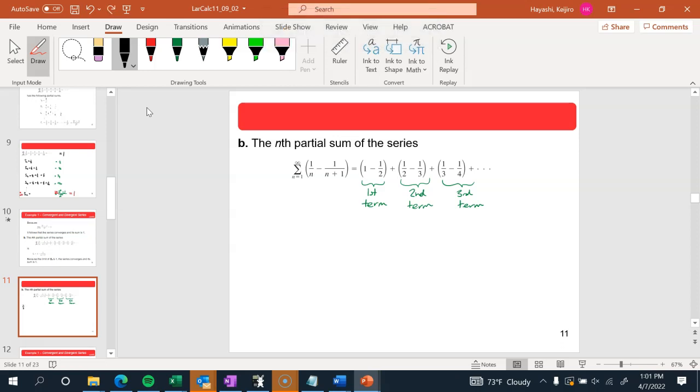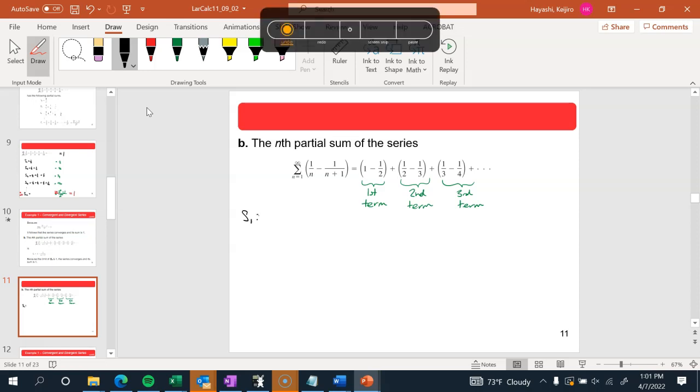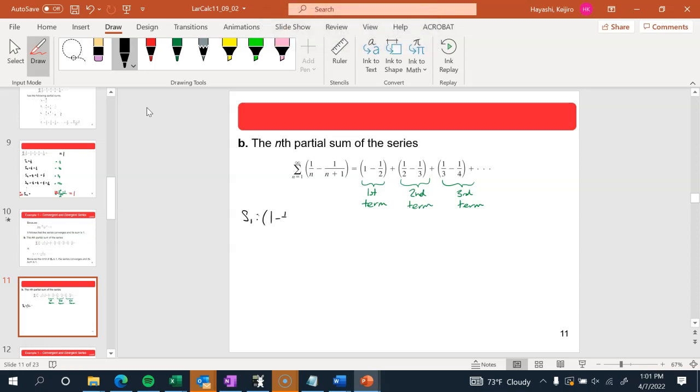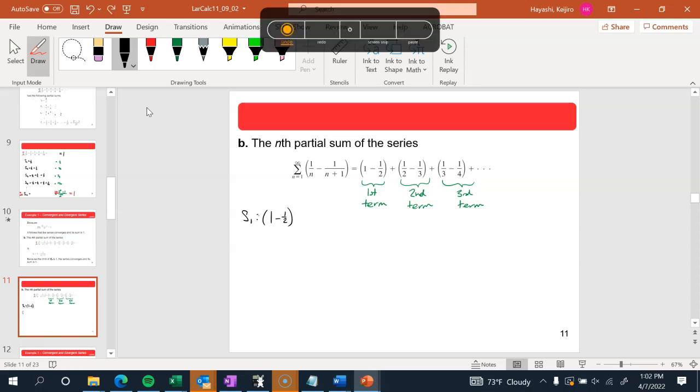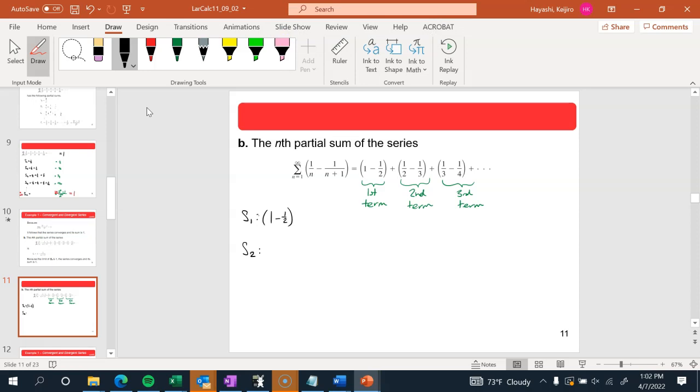Okay, so the first partial sum is just going to be the first term, of course. So that's going to be 1 minus 1/2. And we'll just leave it looking like that for now. The second partial sum would be the first two terms of the series. So that's 1 minus 1/2, that's the first term, plus 1/2 minus 1/3.